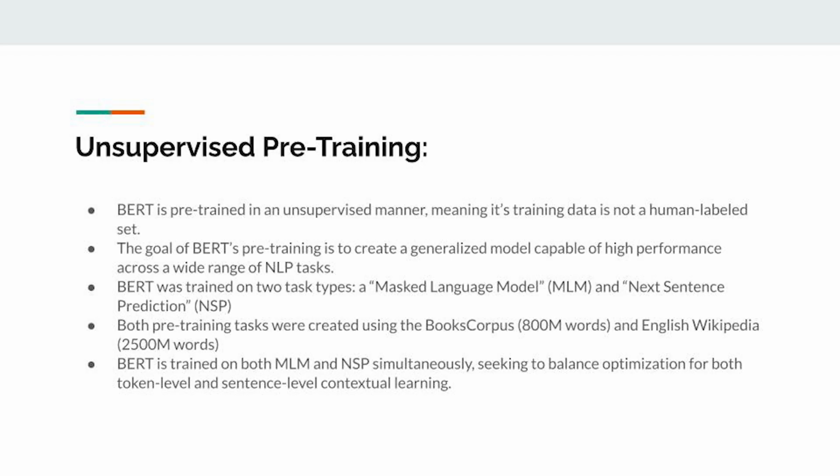The first component of BERT is an unsupervised pre-training step. This means that its training data is not a human-labeled set. The goal of this pre-training is to create a generalized model capable of high performance across a wide range of NLP tasks. BERT was trained on two types of tasks, a masked language model task and a next sentence prediction task. Both pre-training tasks were created using the BookCorpus of 800 million words and the English Wikipedia of 2.5 billion words. BERT is trained on both MLM and NSP simultaneously, seeking to balance optimization for both token level and sentence level contextual learning while keeping bidirectionality in mind.